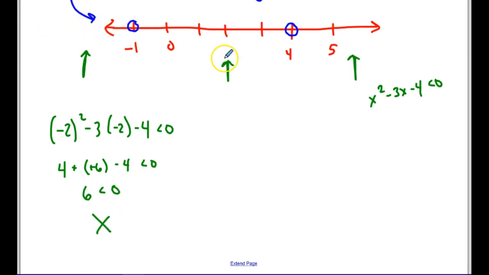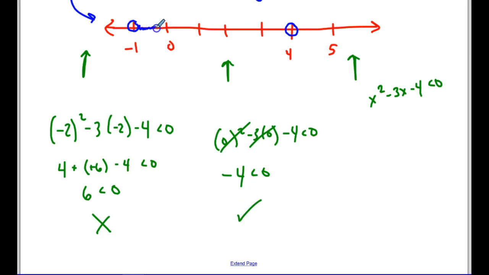Now let's pick a point in the middle. I see that 0 is in the middle, so we're going to use 0. I have 0 squared minus 3 times 0 minus 4, less than 0. That cancels out, so I have -4 is less than 0. That one works. So I know in my graph that I would shade in between these 2 points because that one did work. So this is definitely shaded.